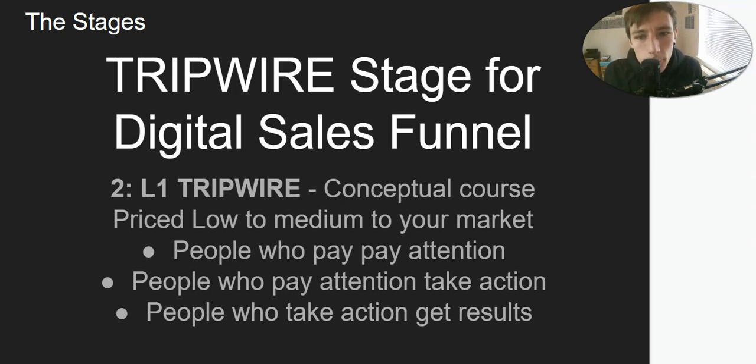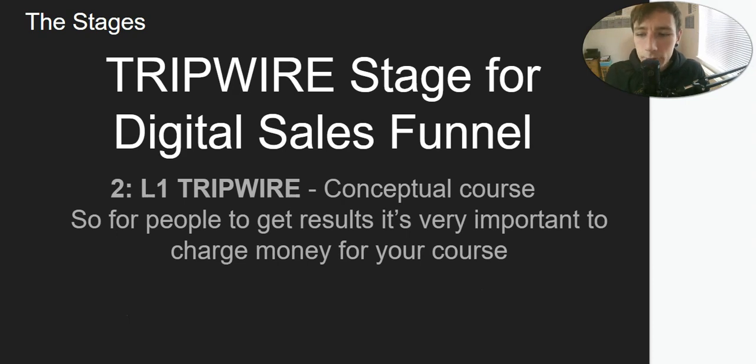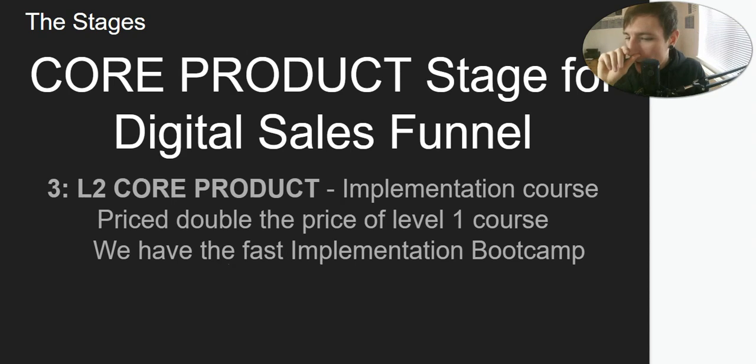It depends on your market, your Tripwire offer, but it's going to be something low that's not going to take people a lot of thinking to be able to buy. Okay, it's going to be more of an impulse type of buy, and when people pay, they pay attention. People who pay attention, they take action. Okay, and then when people take action, they get results, and that's just as simple as it is. Now, your conceptual course is for people to get results. It's very important to charge money for this course, okay? Because you're going to get people results.